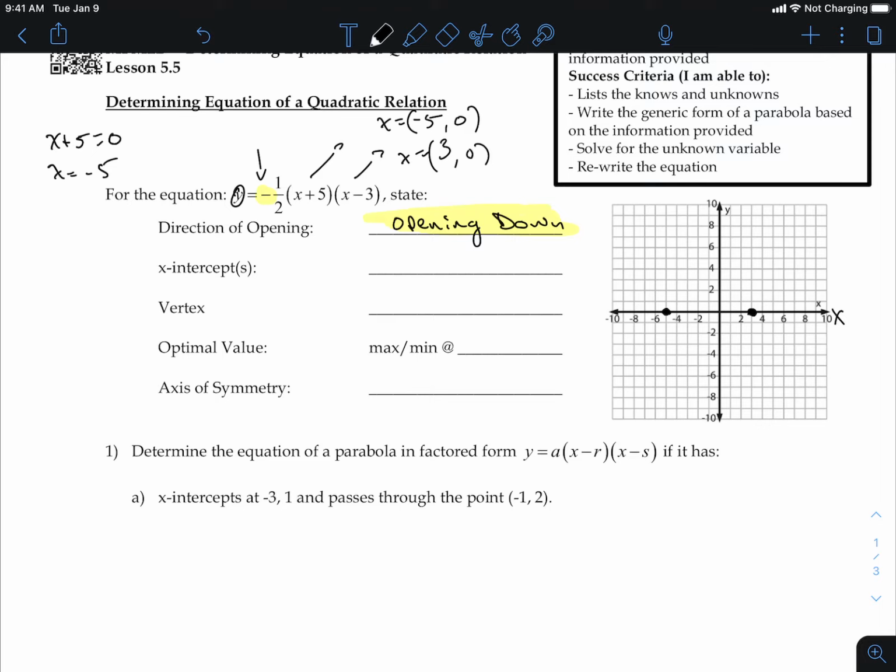Okay. Is that okay? And then the other one is just x minus 3 equals 0. So x equals 3.